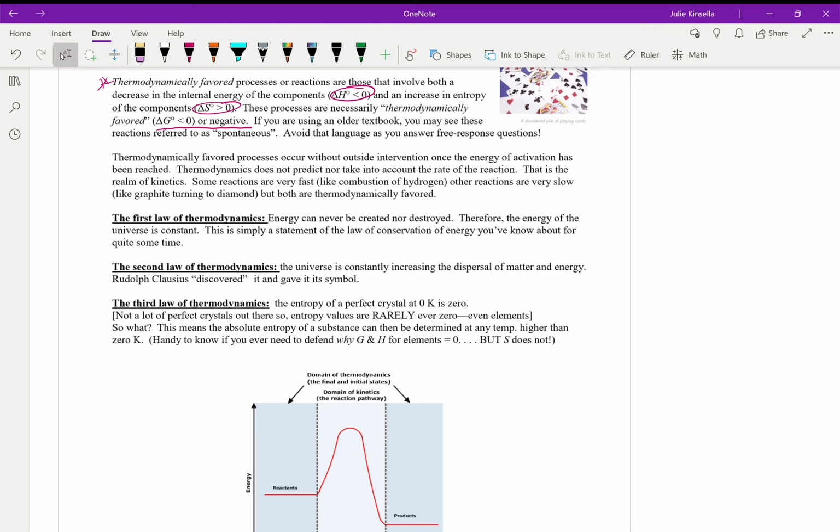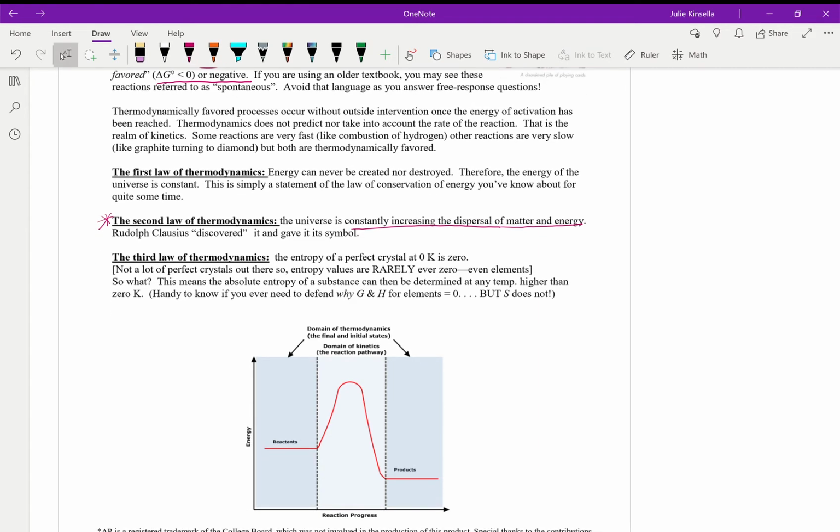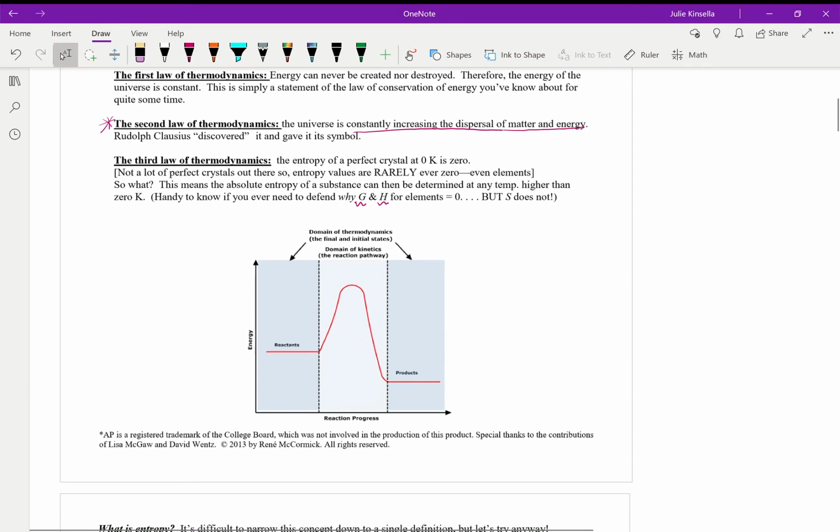Now, where this ties in terms of the laws of thermodynamics is the second law, where the universe is constantly increasing towards the dispersal of matter and energy. And that's really what gets at entropy. Be aware of the third law, where entropy will only be zero if you have a perfect crystal at 0 Kelvin. You might remember with delta H calculations, we would set the enthalpy value for a pure element to 0, and you're going to see the same thing happen with delta G. But we actually can't do that for entropy, and that has to do with this third law. So just keep that in mind as we move forward.